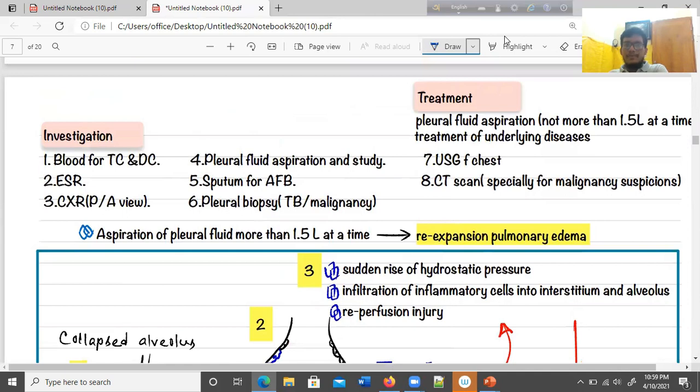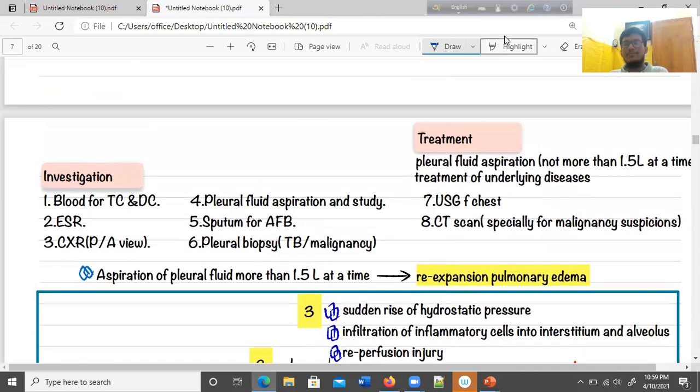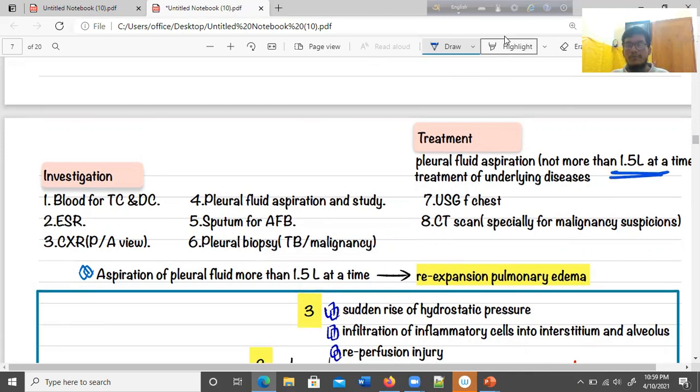Okay, so what is the treatment of pleural effusion? Aspiration of pleural fluid, but remember it, very important, you should not do more than 1.5 liter pleural fluid aspiration, because if you do more than 1.5 liter fluid aspiration, it may lead to formation of pulmonary edema. That means you are doing something for the betterment of the patient, but now the patient is suffering from pulmonary edema.